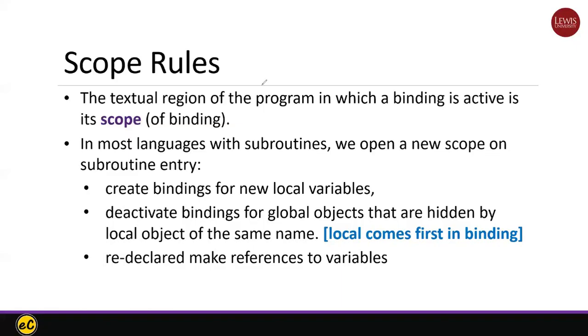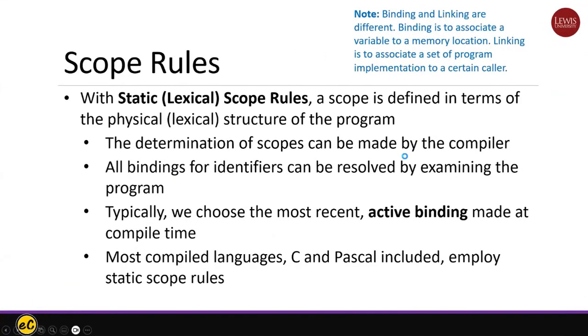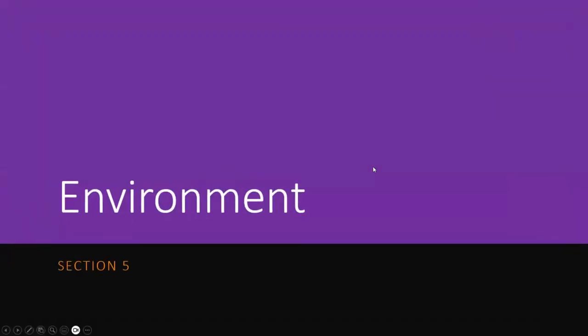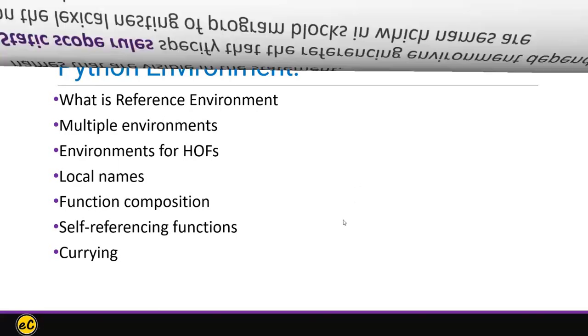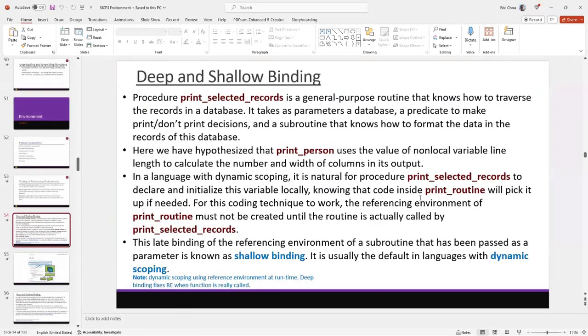And the scope rule, we have different scope rules. You need to know how scope rules work and what dynamic scoping is. And environment, this word is very important, or sometimes we call it reference environment. The whole set of bindings, A associated with some memory location, B associated with some memory location, C associated with some function, we call a reference environment.